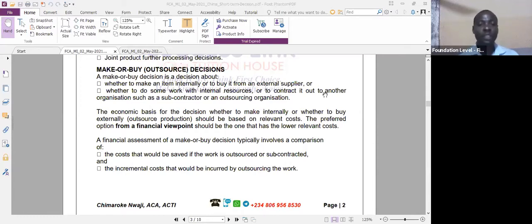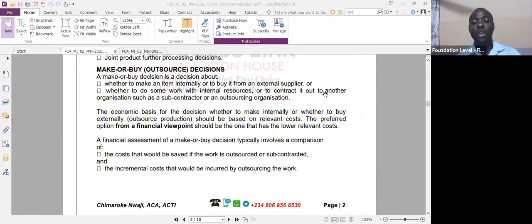Okay. Now, the economic basis for the decision whether to make internally or whether to buy externally, which we call the outsourced production, should be based on relevant costs. Now, what are these relevant costs? These are costs that change when there is a decision to be made.